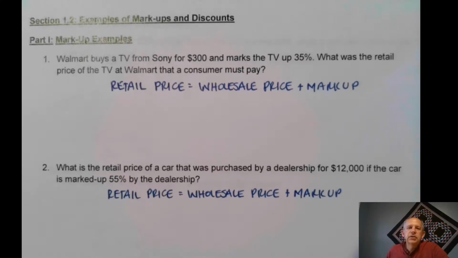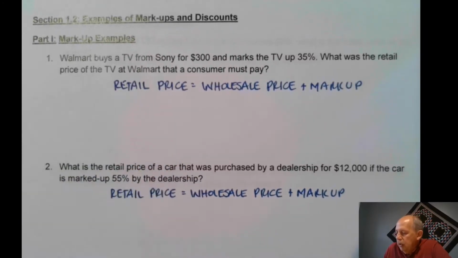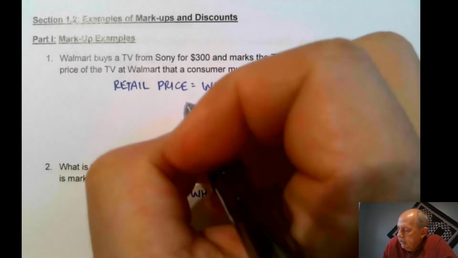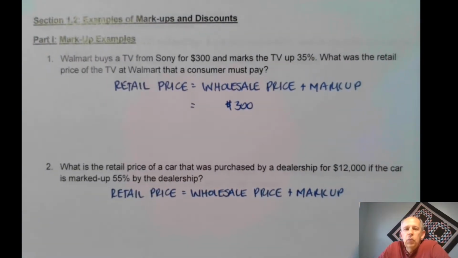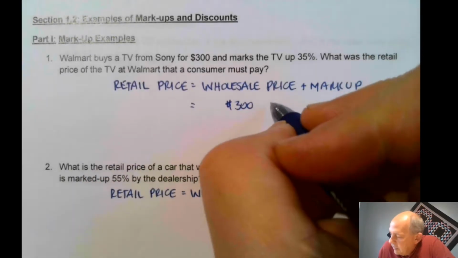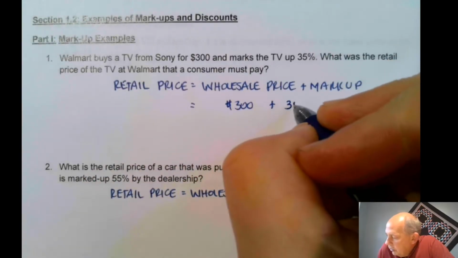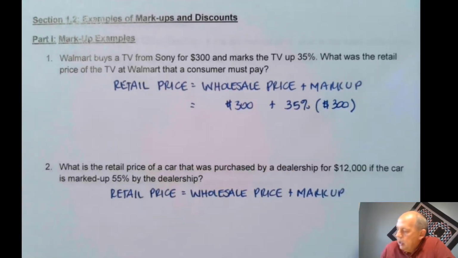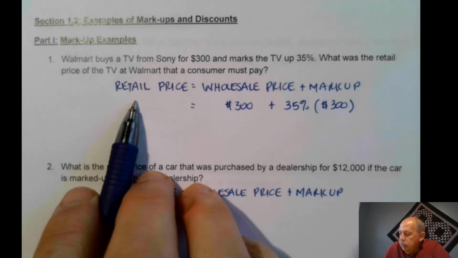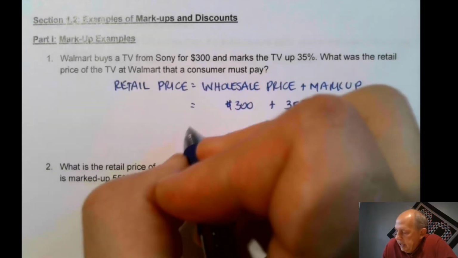Let's take a look at some examples of this retail wholesale markup discount sales price concept with percentages. For this first one here, we're talking about Walmart buying a TV from Sony for $300. So that is the wholesale price that Walmart has to pay Sony for the TV. They turn around and mark up the TV 35% of $300 and sell it to you. This retail price, this is the price that you pay.